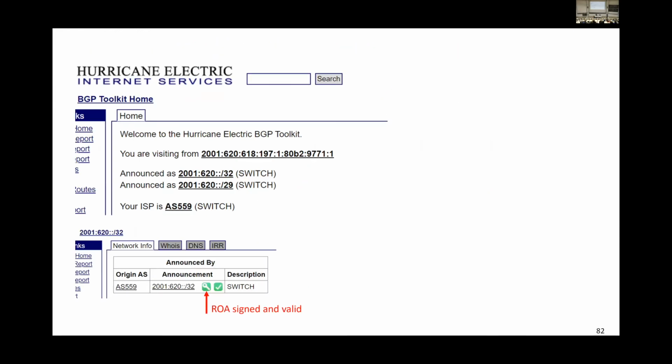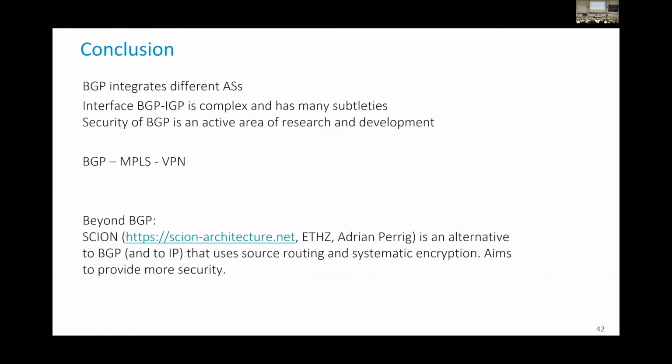We can see this here. For example, if we go to a place where we can see an announcement that has been received by some, here it's Hurricane Electric, that has received an announcement for Switch. Then if you go to the websites that I will mention here, you can see whether they are verified or not. So here this key means it was signed and valid. So the origin AS, which is here the AS number of Switch, is guaranteed, as long as cryptography is not broken, to be truly the owner of this block of addresses here, which will mitigate at least part of the attack.